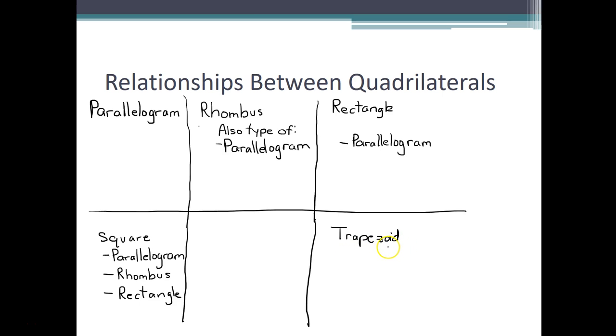I'm trying to look through this and think, is there anything else that fits some of these? Yeah, square is a type of rhombus, but a rhombus doesn't have to be a square. A square is a type of rectangle, but a rectangle doesn't have to be a square. Let's see here.